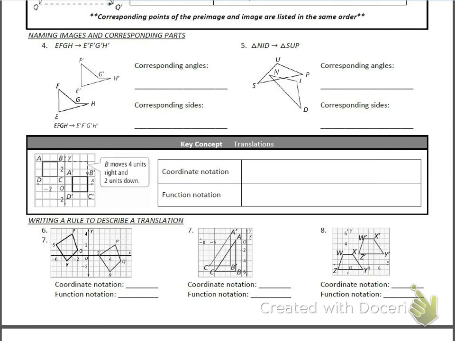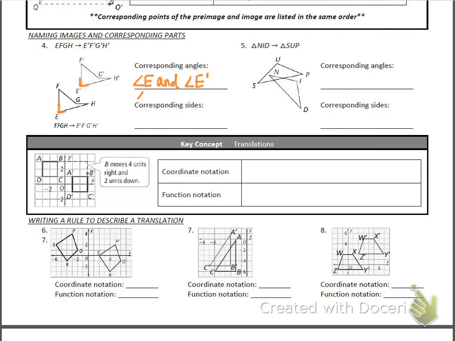So this, 1, 2, 3, quadrilateral EFGH maps to E prime, F prime, G prime, H prime. So let's first list the corresponding angles. I'm going to start with angle E. Which angle corresponds to angle E? So here's angle E. Which one matches with angle E? Angle E prime. Okay, so angle E and angle E prime correspond.